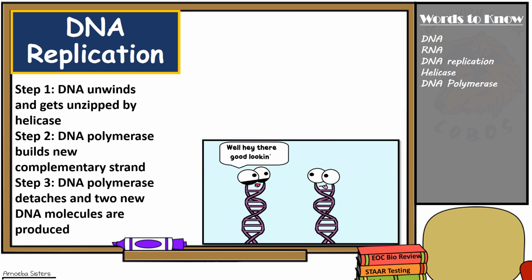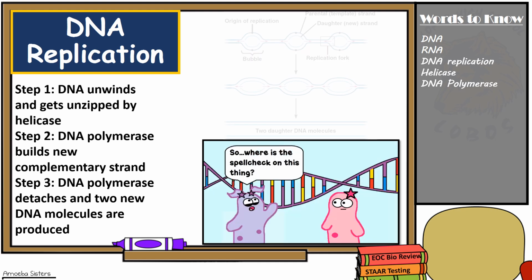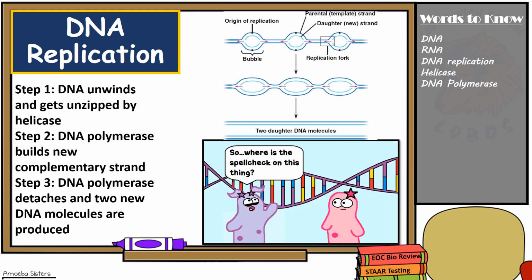Now, in step 3, this enzyme remains attached to the DNA strand until all of the DNA that was unzipped is copied. Once complete, it detaches and produces 2 DNA molecules. Each is made up of an original strand and a new strand. The 2 DNA molecules are identical to each other and to the original molecule.